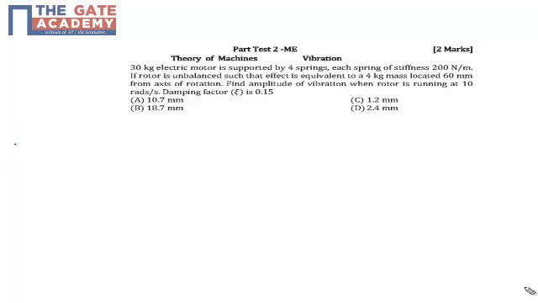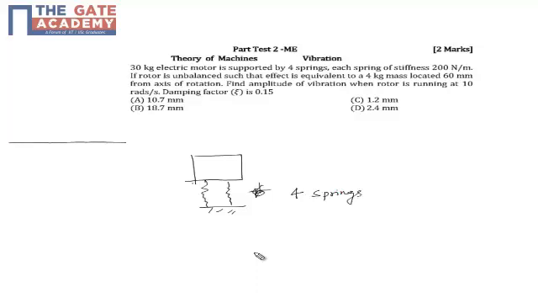Let's discuss a question from theory of vibration. It is given that a 30 kg electric motor is supported by 4 springs. So you have a 30 kg electric motor. Let's draw it in the form of a square block. These are the springs, these are four springs, each of stiffness 200 Newton per meter.